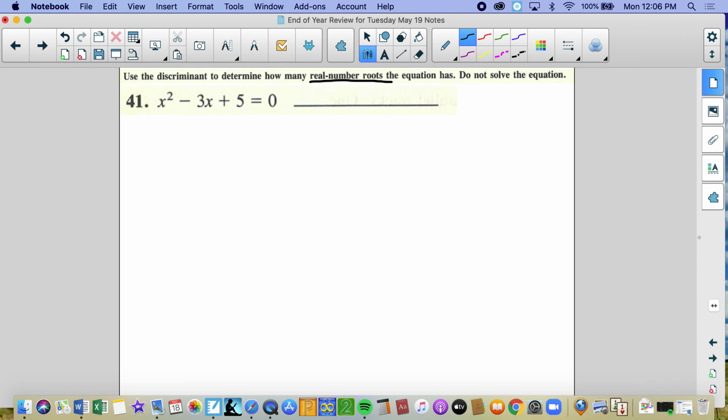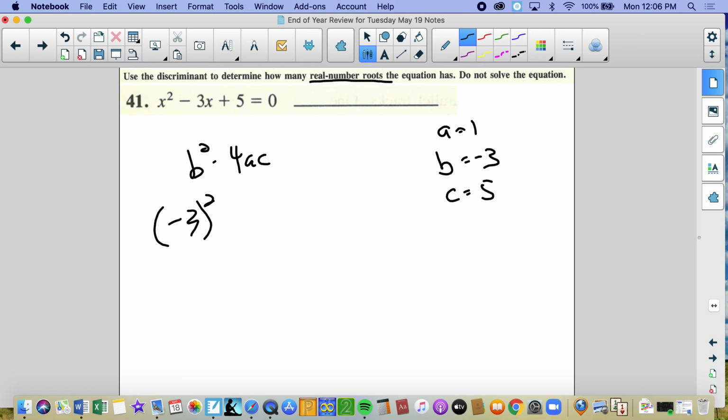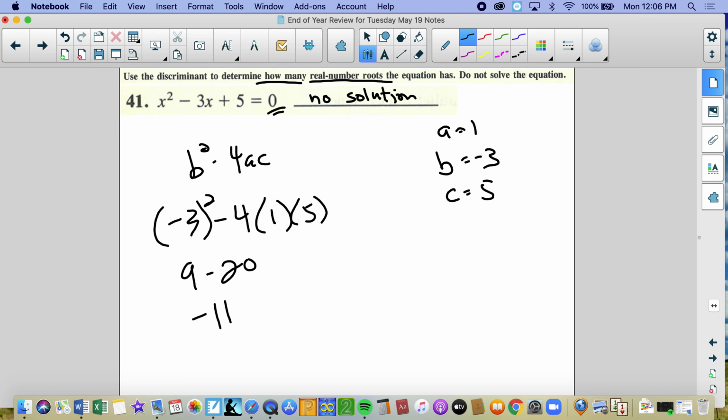These are real numbers, so we're going to look at b squared minus 4ac. Let's do this: a equals 1, b equals -3, and c equals 5. Remember, it always has to be equal to 0. We get 9 minus 20, which gives us -11. Since this is less than 0, our answer is no solution.